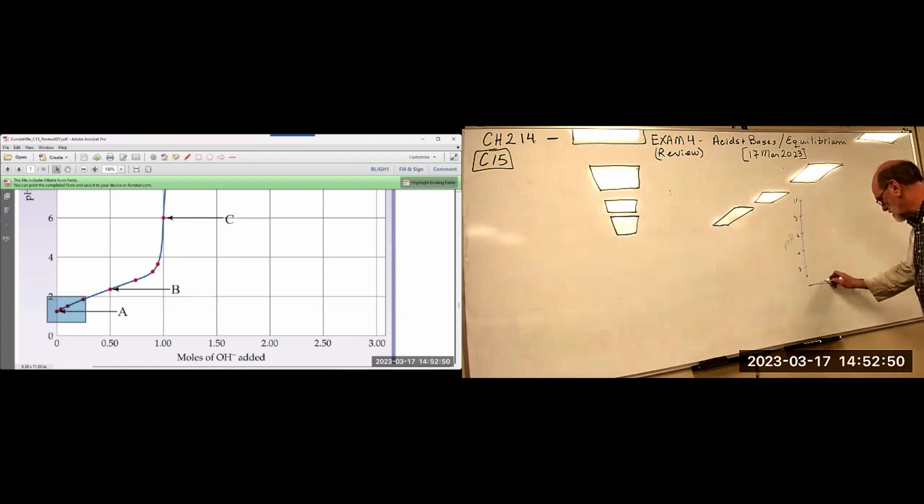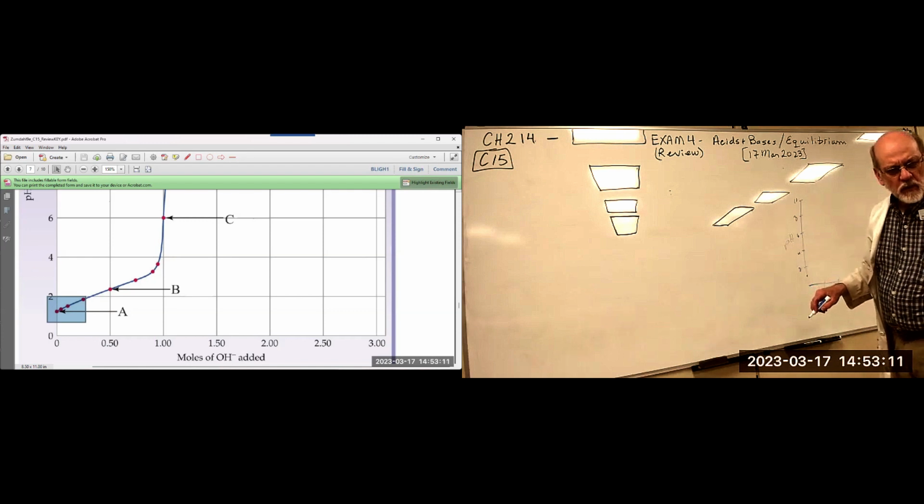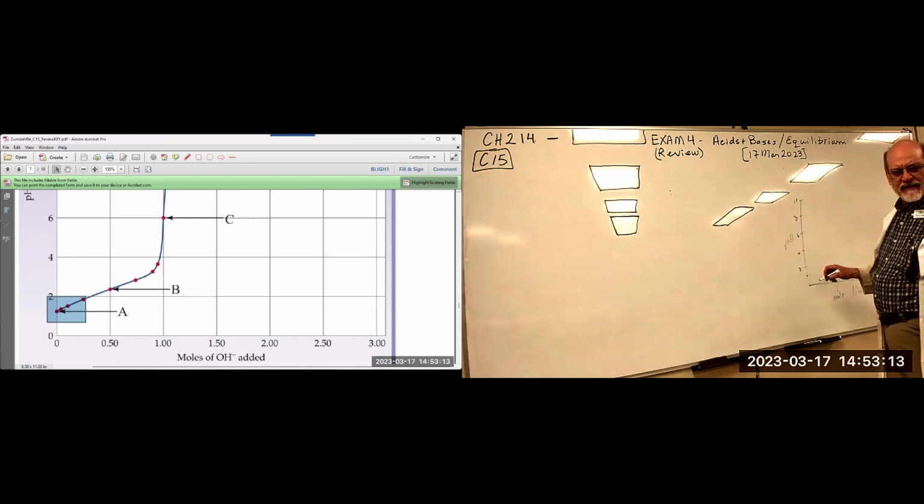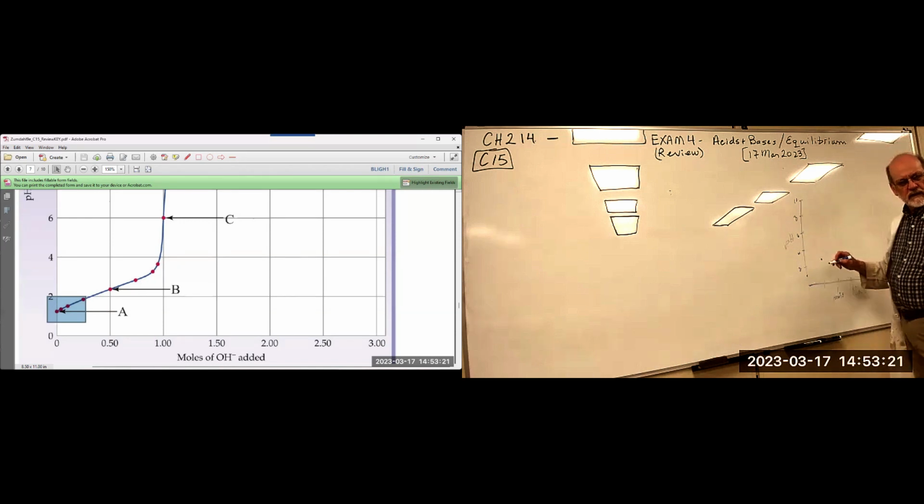Let's see. 1, 2, 3 moles of base. That should be enough. So at a half a mole, we're up to about 2.5 right here. And that's in the middle of the range. And our first equivalence is at pH 6.